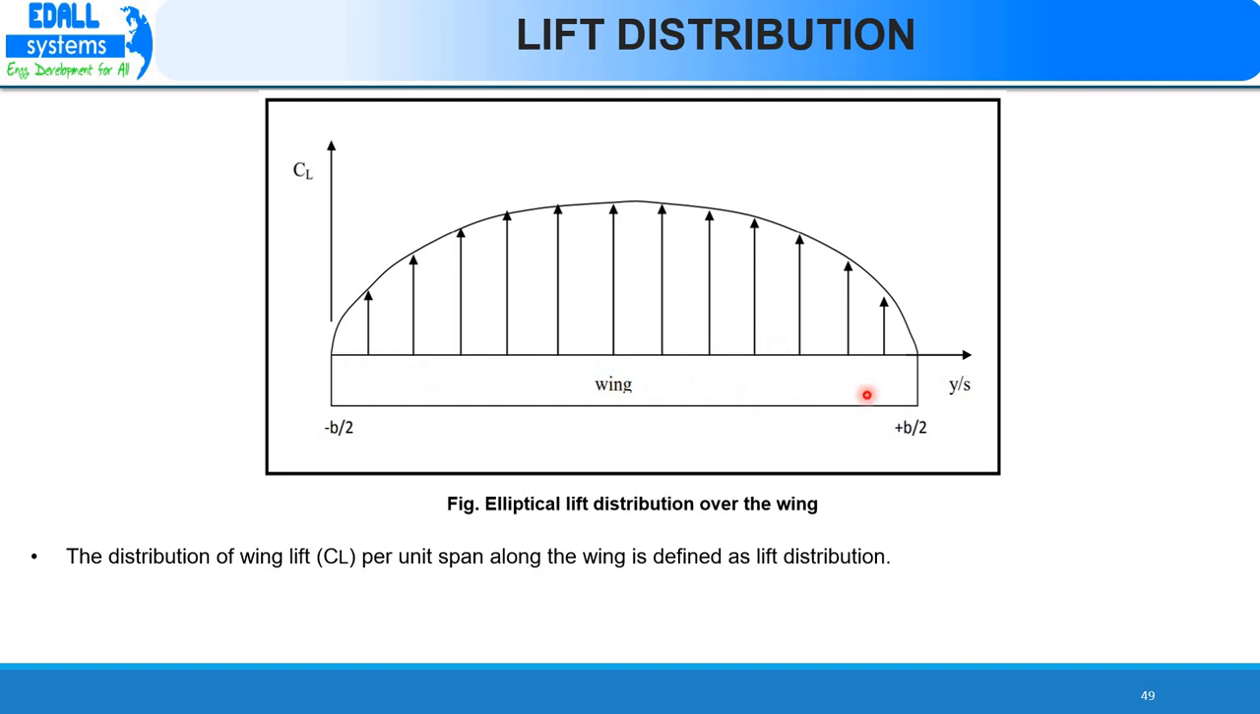The horizontal axis represents y by s, where y is the location on the y-axis and s is the semi-span of the wing. In this figure, no high lift device, say flap, is deflected and the fuselage effect is ignored. CL goes to 0 at the wing tips due to high pressure airflow from the bottom to the top of the wing at y equals minus b by 2 and plus b by 2. Thus, no lift is generated at these two points. The major application of lift distribution is in the aerodynamic calculation of the wing.